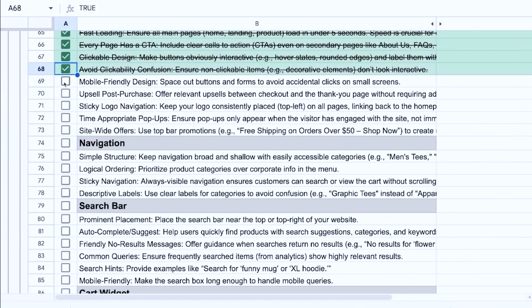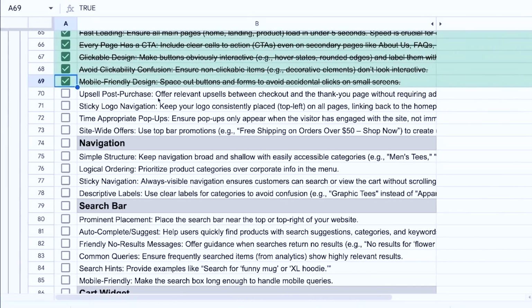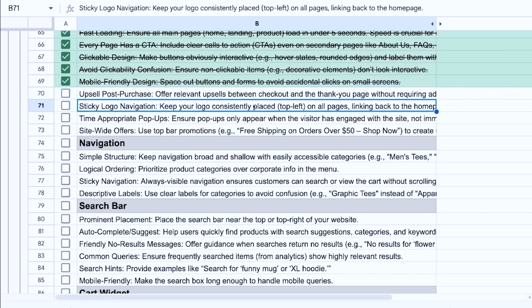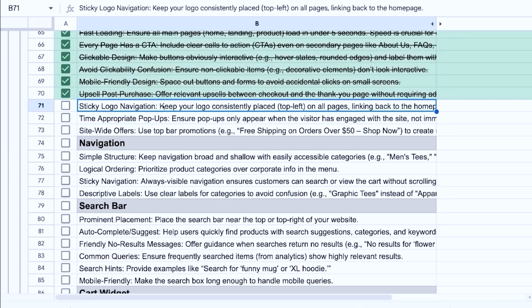Next, mobile friendly. Space out buttons and forms to avoid accidental clicks on smaller screens. 80% of traffic comes from mobile, so that's why we're looking at them on mobile. It's really the only thing that matters. Upsell post-purchase, so offer relevant upsells between checkout and the thank you page without requiring additional payment details. So a lot of these things on this list are just general best practices and things that help conversion rate in general.